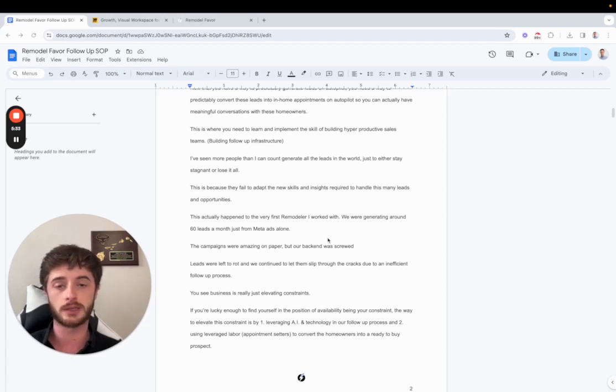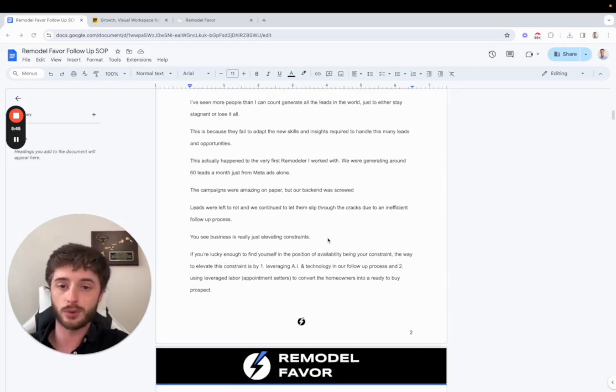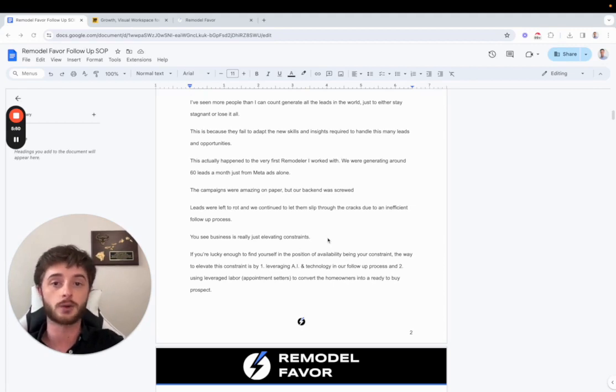And maybe not even a lead. Maybe a prospect doesn't become a lead. Well, there are multiple ways they can eventually become a lead. And I've seen more people than I can count generate all the leads in the world just to either stay stagnant or lose it all.